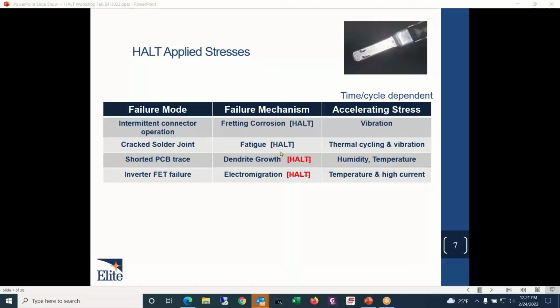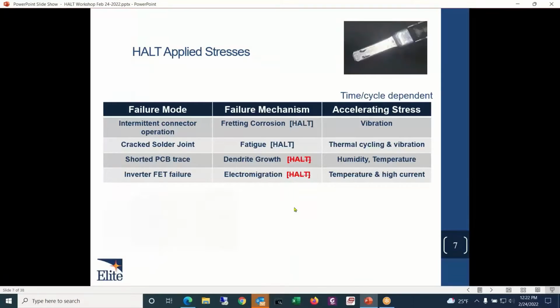Other types of failures that we'll see might be a cracked solder joint. We might understand that cracked solder joint to be caused from some sort of fatigue that's induced by the vibration, or maybe from some of the thermal cycling. So these tend to be very effective HALT stresses to apply. Vibration that creates intermittent operation at the connector has an underlying failure mechanism associated with fretting corrosion, or vibration that cracks solder joints, cracks capacitors off, larger inductors off, and the failure mechanism behind that is fatigue.